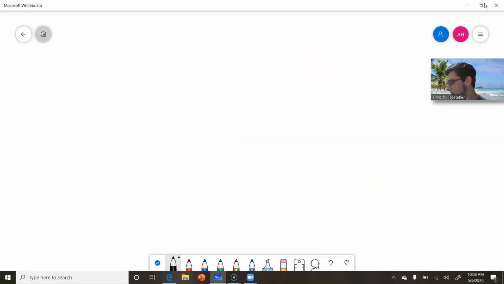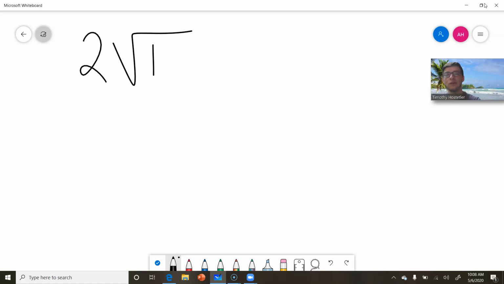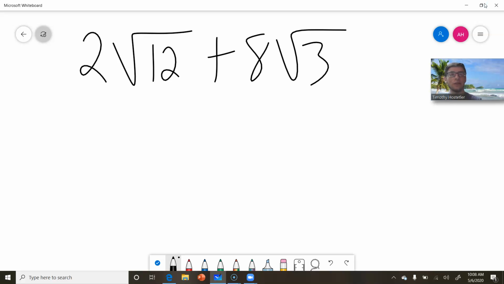Now, here's where this lesson gets a little harder, and it's combining what we learned yesterday with today's lesson. So let's say we have something like this: 2 times the square root of 12 plus 8 times the square root of 3. Now you may say, look, these don't have anything in common, and they don't, but look at this. This 12 is not in prime numbers. So what we have to do is a factor tree for 12, and so that's 2 and 6, which is 3 and 2.